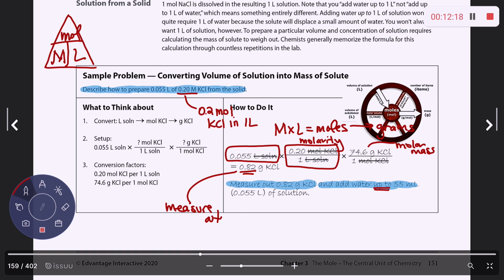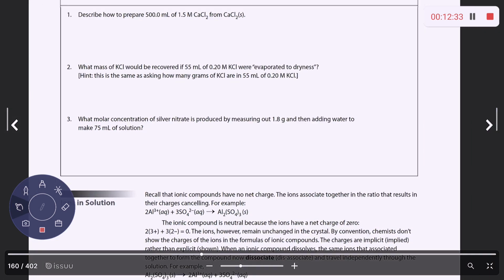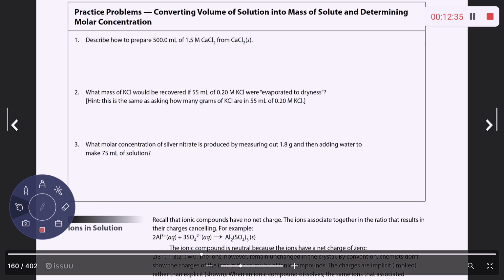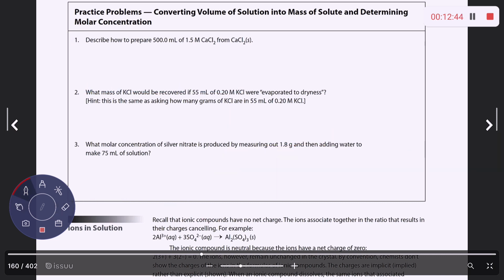Okay? All right, let's turn to the next page. I'm going to have you do number 1 in the practice problems. Let's see what you guys come up with. Okay. All right. What did you decide? You can just walk me through it.